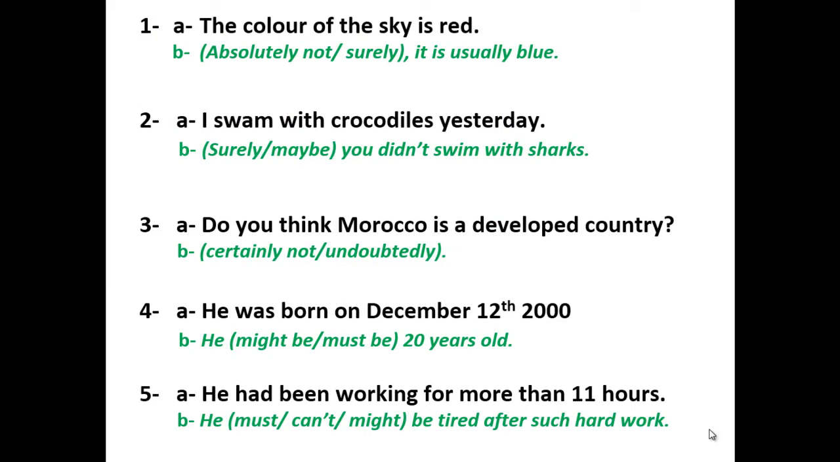So here you are required to select the correct expression. So we can either circle it or underline it. So I will underline each correct expression. So let us start. A. The color of the sky is red. B. Absolutely not. Surely it is usually blue. So the right answer here is absolutely not. Absolutely not. The color of the sky is usually blue.